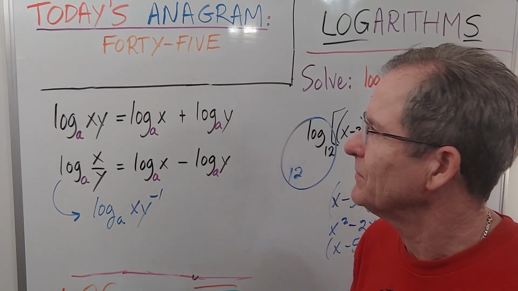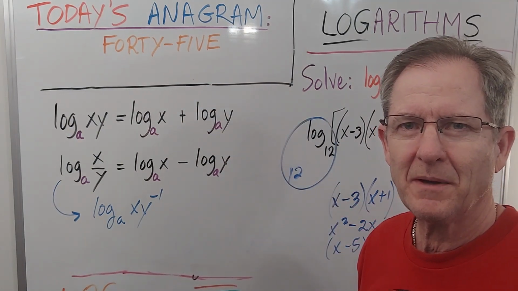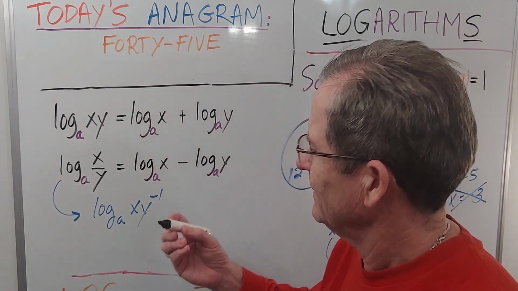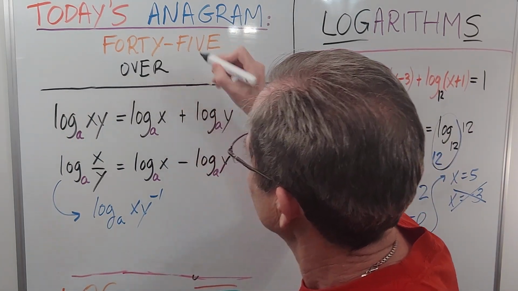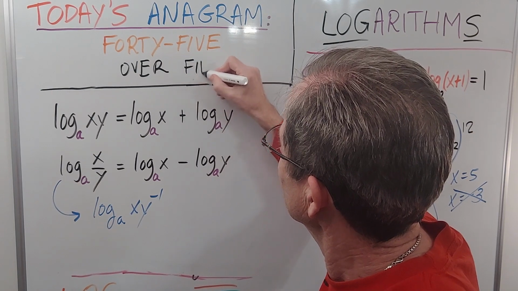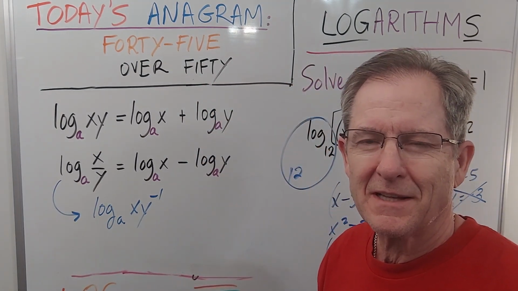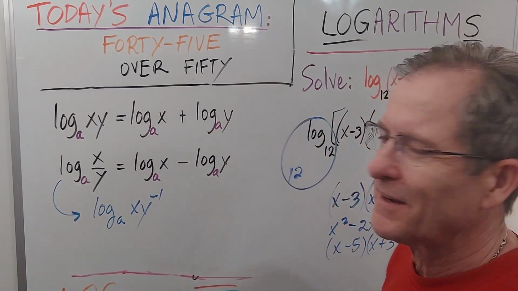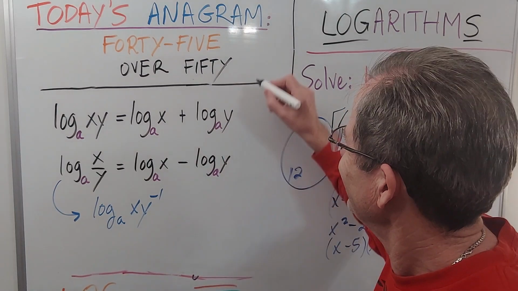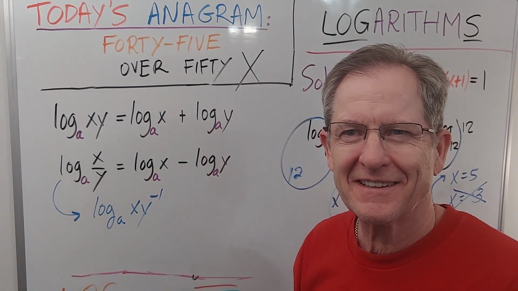Now, to finish off, 45. Did you come up with an anagram for that? Well, here's a good possibility. Over 50. But does that make perfect sense? Wait a minute. 45 is not over 50. But it's still an anagram, so it qualifies.